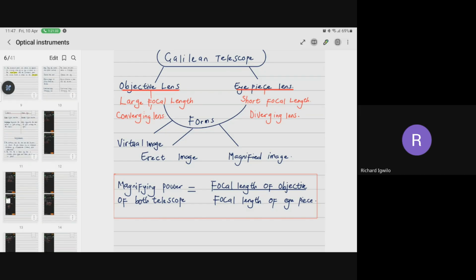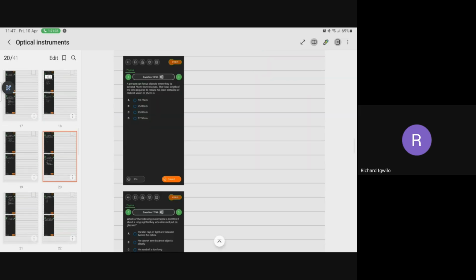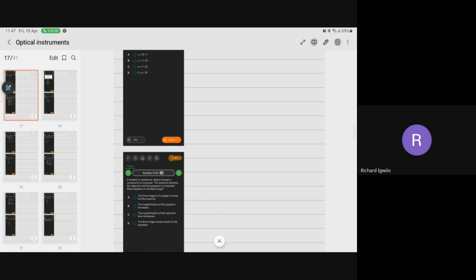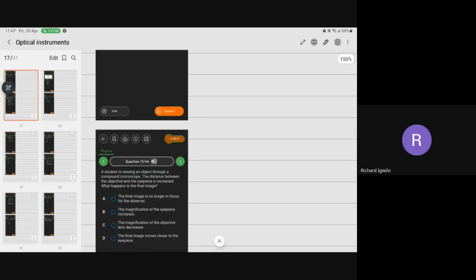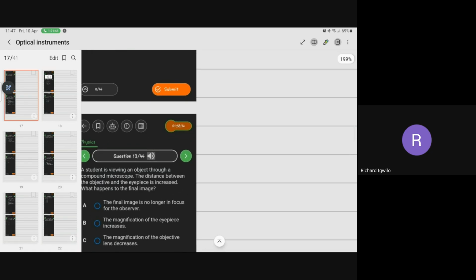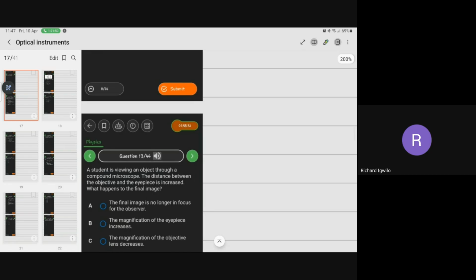Now, for us to answer that very question, hope we are following, guys. To answer that, if the distance between the objective and eyepiece is increased, what happens to the final image? Remember that we have looked at that very formula.